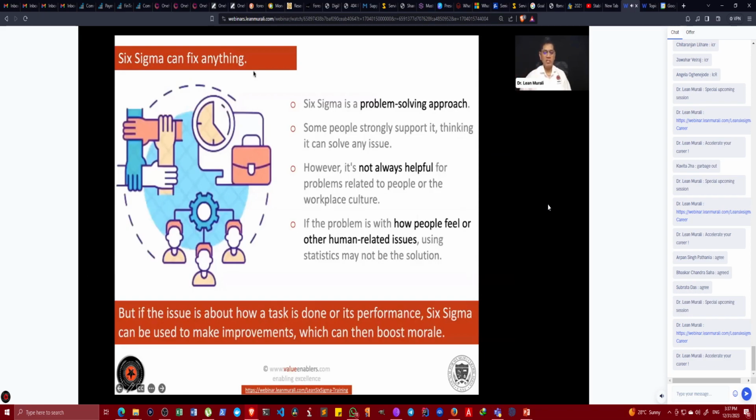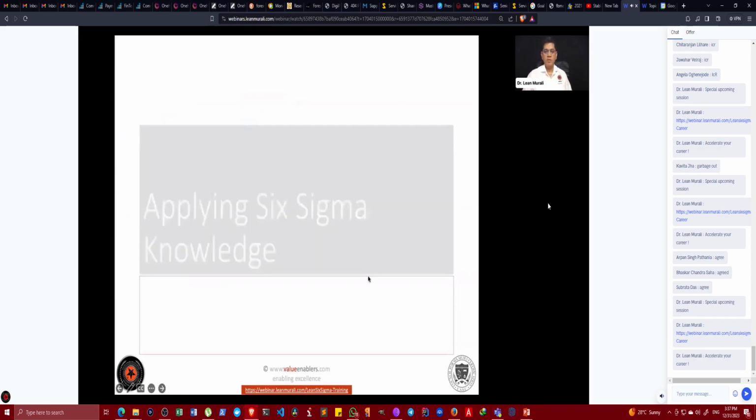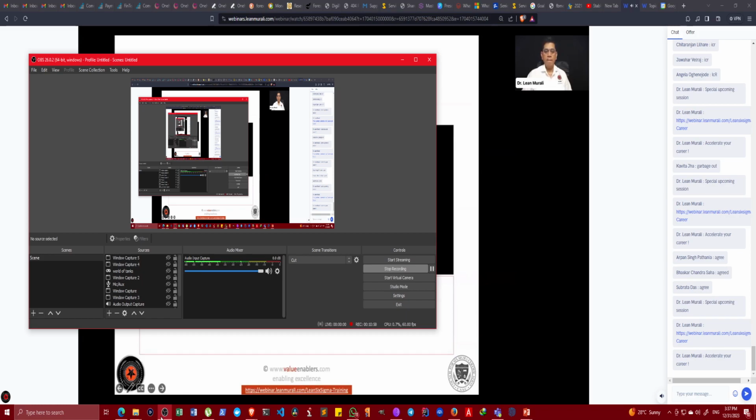I'm not reading all these statements. So if somebody has a thought and you collect data and the data proves it, it improves the morale of the person. Now, applying Six Sigma knowledge.